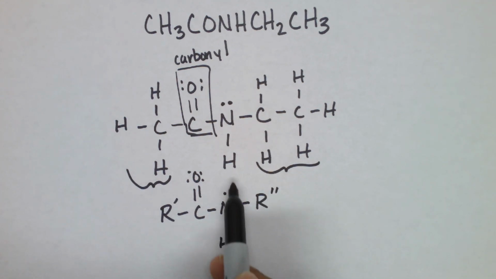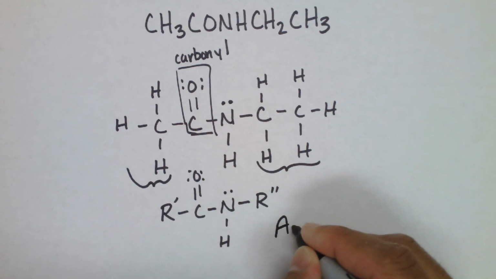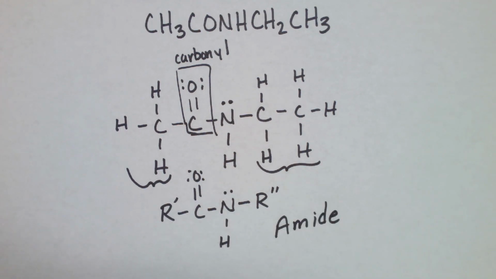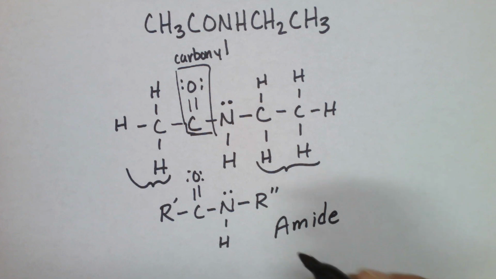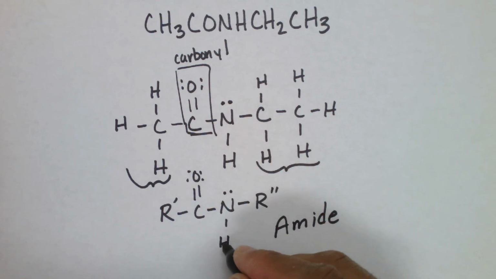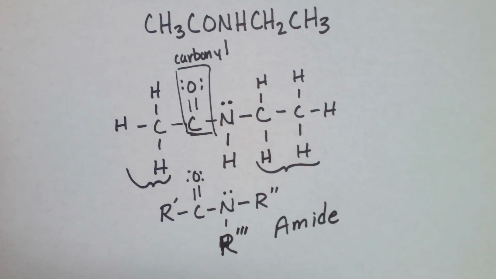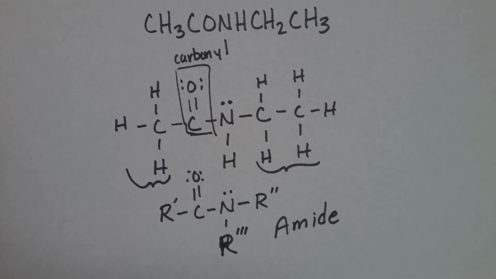And so this common bonding pattern right here is called the amide functional group. It's important to note for nitrogens that this hydrogen is counted as an R group. So it's a hydrogen here, but this could very well be another R group. I'll call this R triple prime. Now these R groups right here could be hydrogens, the ones that are bonded to the nitrogen, and those will still be part of this amide functional group.